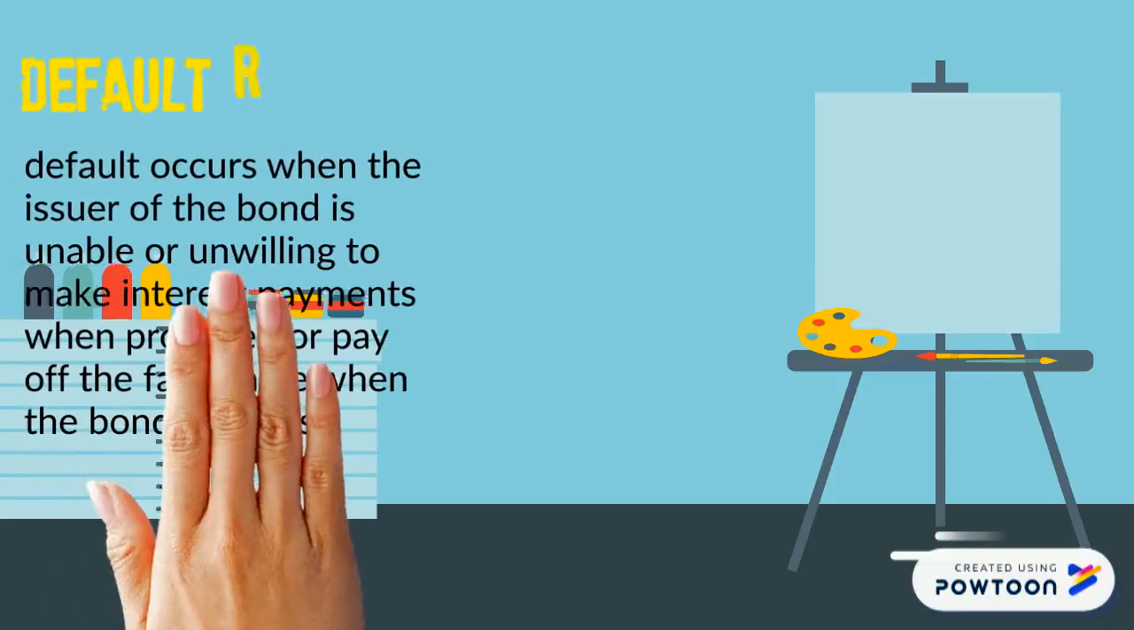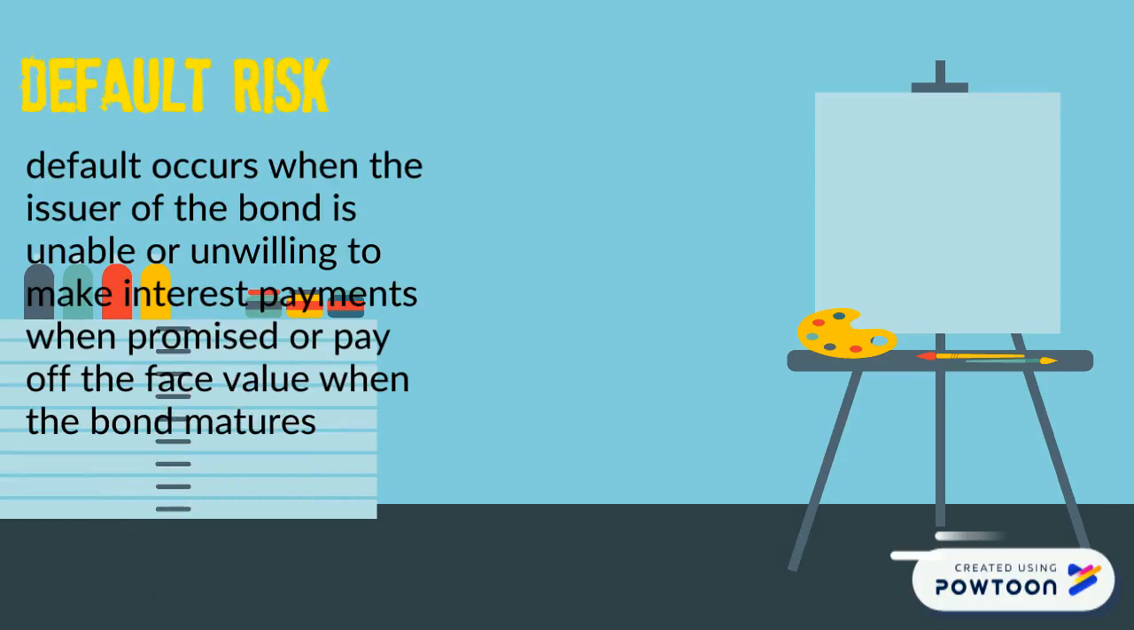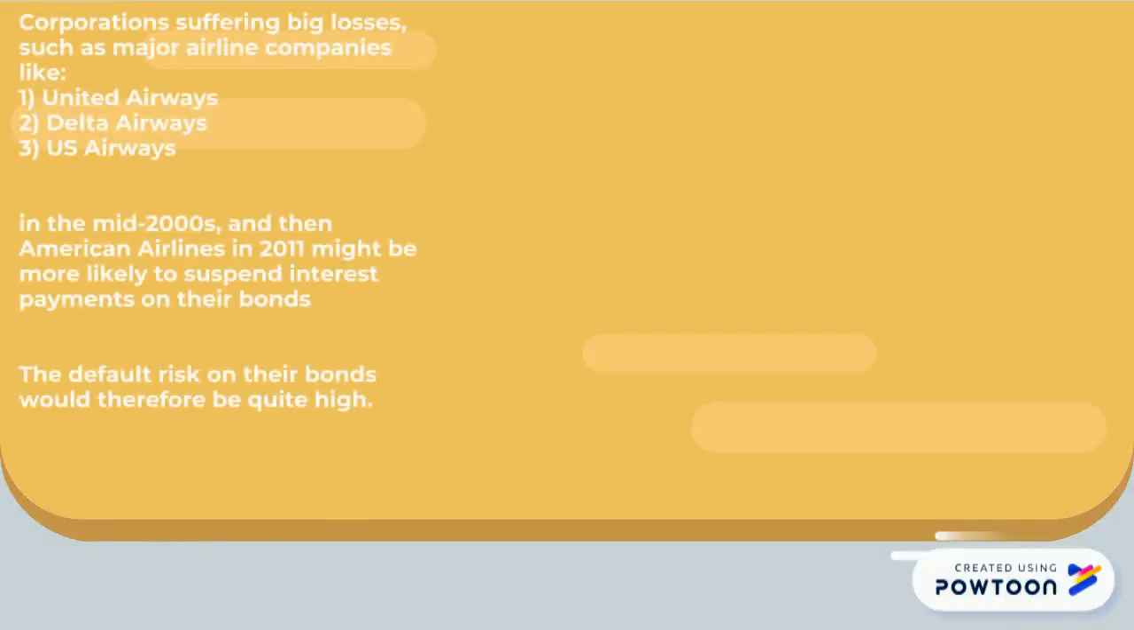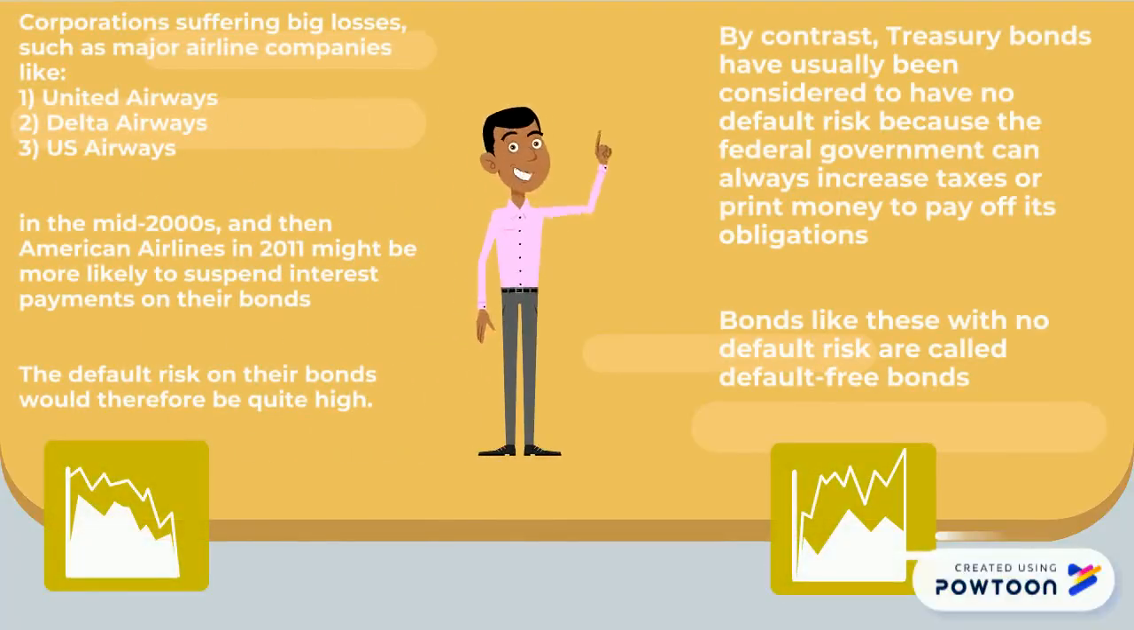Okay, the first factor is default risk. Default occurs when the issuer of the bond is unable or unwilling to make interest payments when promised or pay off the face value when the bond matures. This part explains that corporate bonds have high default risk and government bonds are default-free bonds. Okay, let's look at the effect of default risk on interest rate on the next slide.